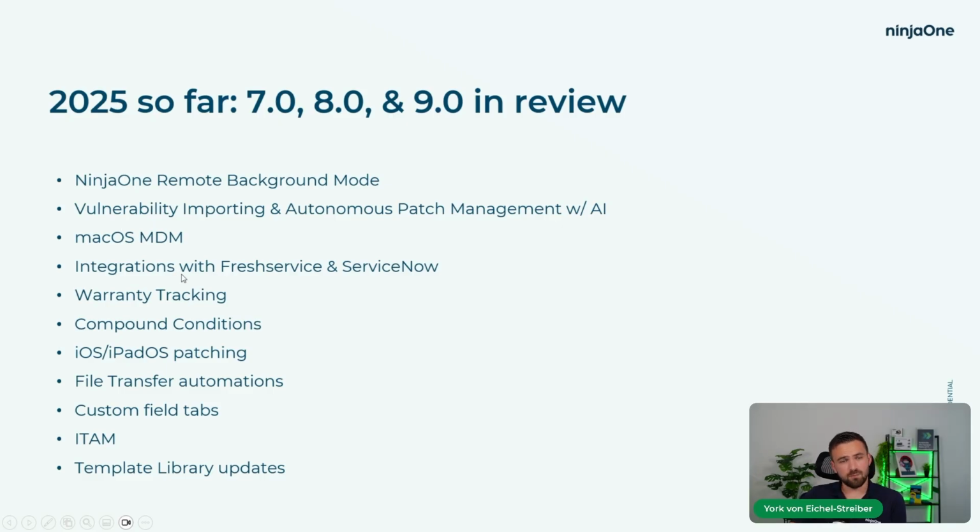with macOS MDM. Integrations with Freshservice and ServiceNow. Zendesk, I forgot to put on the slide also throughout the last releases. Warranty tracking, compound conditions, already mentioned that. iOS patching, file transfer automation, that was in the 9.0 release. Custom field tabs to just organize the custom fields in a more effective way. IT asset management features like unmanaged assets. Yeah, super cool feature as well.